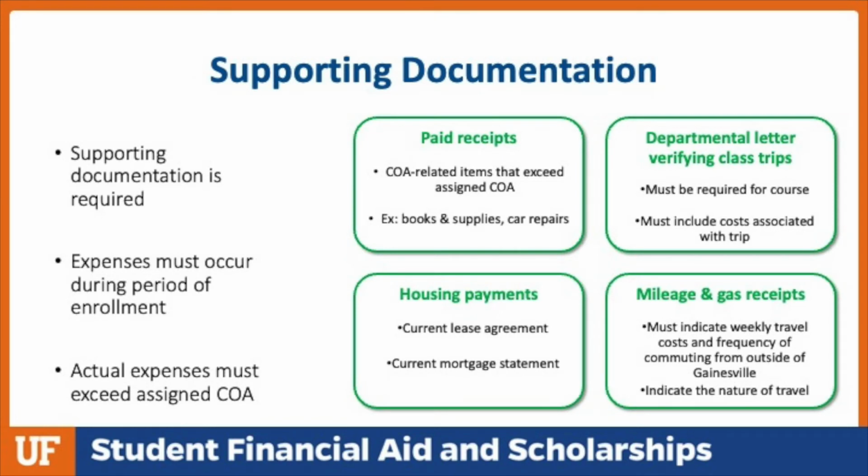Similar to the revision petition, supporting documentation is required to justify the potential cost of attendance increase made on your file. When completing your petition form, be sure to review the types of documentation needed for your situation. For example, if you're petitioning for an increase in your housing budget, be sure to provide a current lease agreement or mortgage statement. Keep in mind that the expenses must occur during the period of enrollment, and it must exceed the standard cost of attendance.